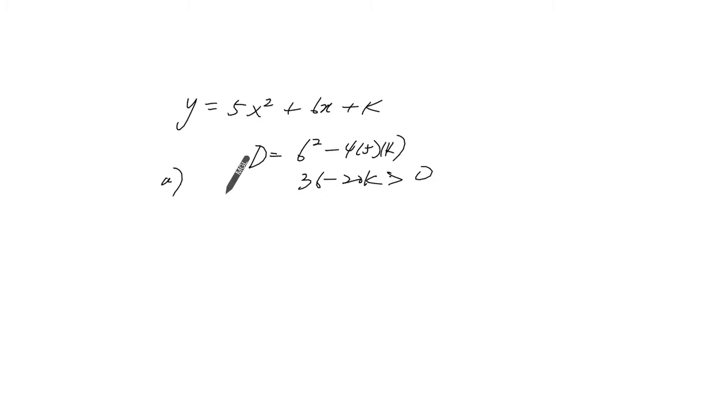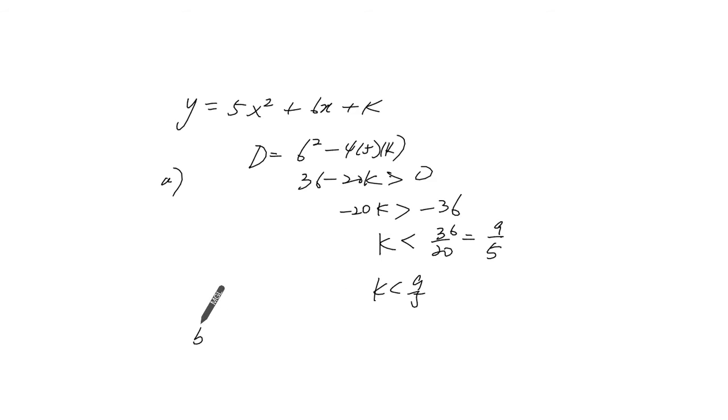Okay, for part A. Well, when you divide both sides by minus 20 here, the sign's going to flip. So it's 36 over 20, which is equal to 9 over 5. So when k is less than 9 over 5, it'll have two roots. Of course, when k is equal to 9 over 5, it'll have one root.